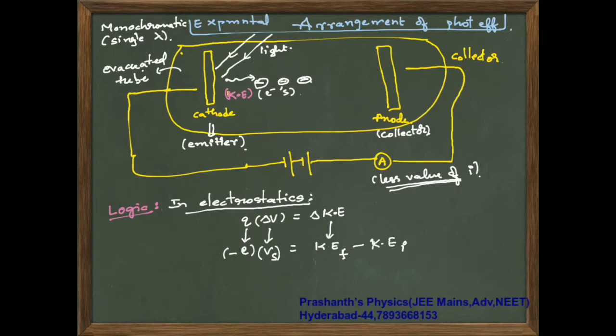Now you want the initial kinetic energy. KE final is anyhow zero when it is stopping. So when the current is being shown as zero, indirectly you are measuring your kinetic energy: KE initial is equal to e times the stopping potential. This is only your maximum kinetic energy. We are considering the kinetic energy of electrons which are actually reaching this plate. Some of these electrons could not even reach it, that is a different scenario, but this is how you are going to get your stopping potential.